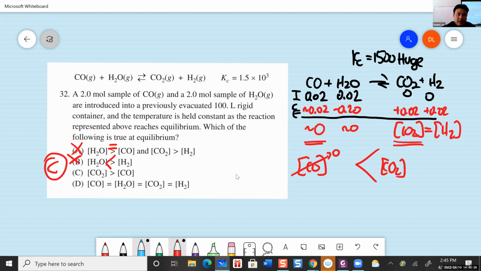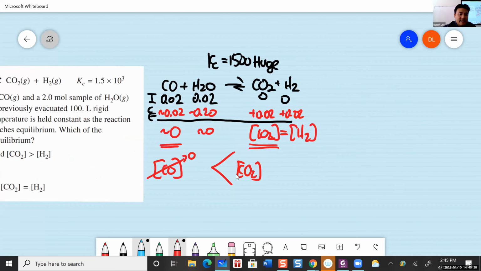Now, how will this change if the equilibrium constant is tiny, guys? Can we look at this one?